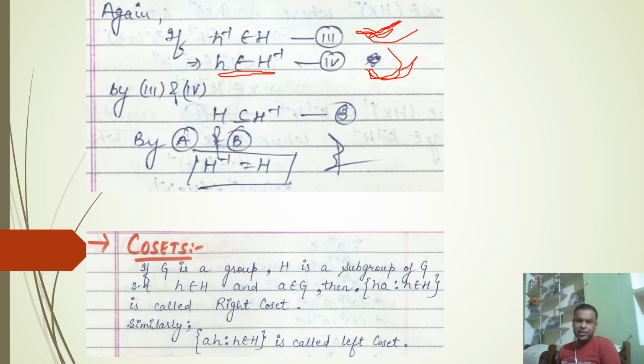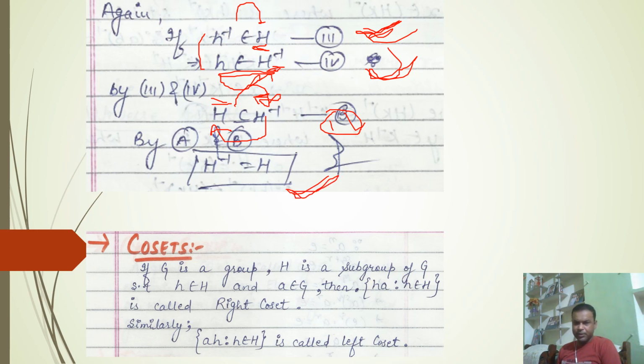So by these two conditions, we can say that any element which is available in H is also available in H inverse. It means every element of H belongs to H inverse. So we can say that H is a subset of H inverse. But in our second equation, let us suppose this is equation 4, we are saying that H inverse is a subset of H. This is only possible if these are equal. It means all elements of H are available in H inverse and all elements of H inverse are available in H, so we can say that H and H inverse are equal.